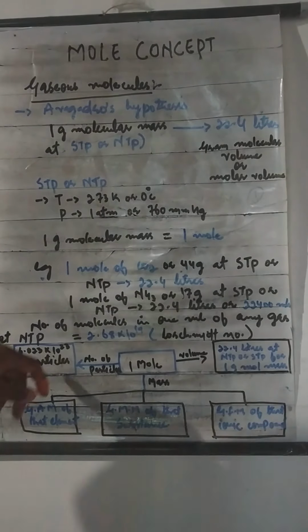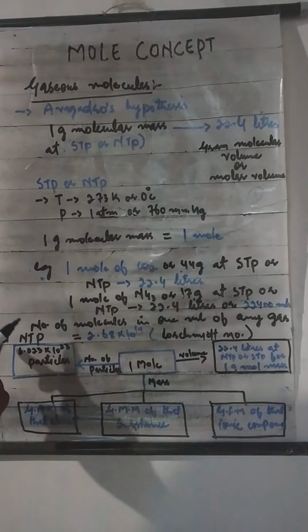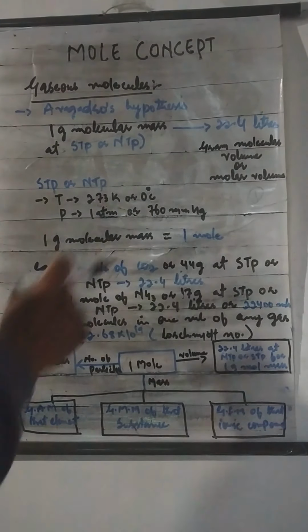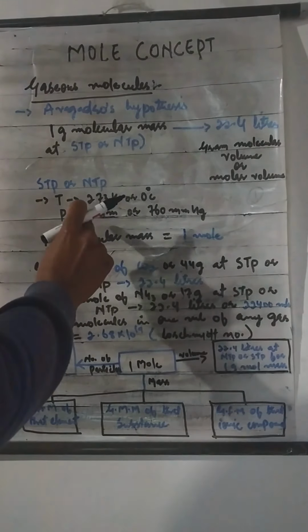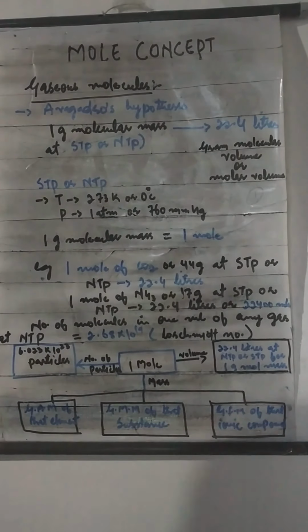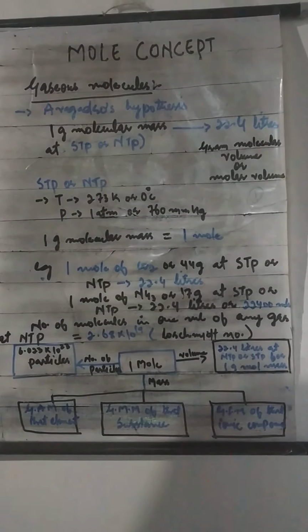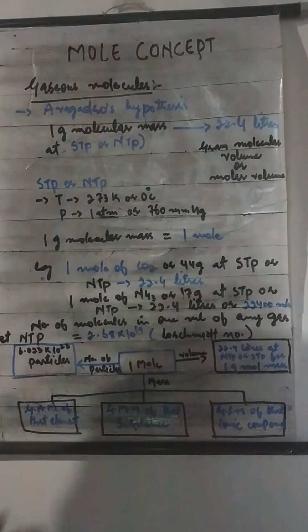Then the number of molecules in 1 ml of any gas at normal temperature and pressure, that is 273 Kelvin or 0 degrees Celsius and 1 atmosphere or 760 mm of Hg, is equal to 2.68 × 10^19. This many molecules will be present in 1 ml of any gas at normal temperature and pressure, and this number is called Loschmidt's number.